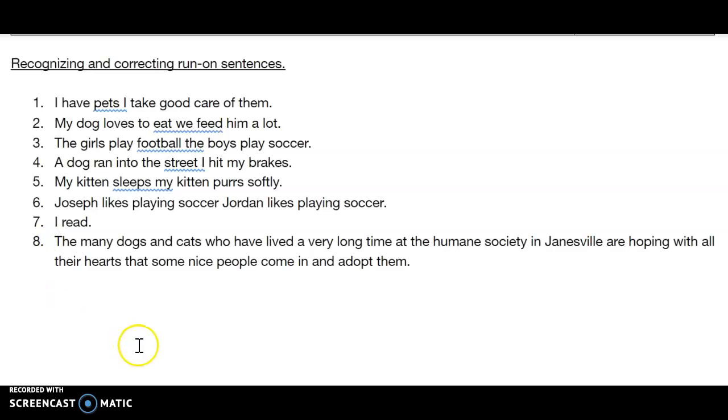And then here is this long sentence. The many dogs and cats who have lived a very long time at the Humane Society in Janesville are hoping with all their hearts that some nice people come in and adopt them. This is not a run-on. It is a very long sentence, but it's not a run-on. We have the subject, dogs and cats, and we have a predicate, are hoping. All the other stuff is just extra detail. The dogs and cats are hoping.